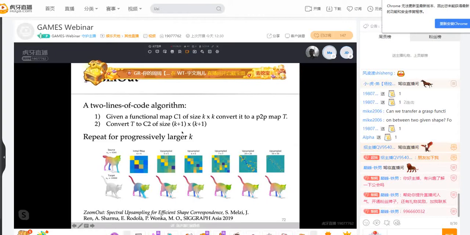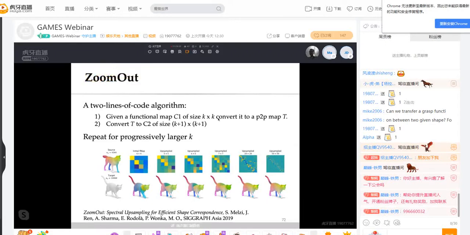So I suppose that I start with some functional map C1 and it's of size k by k. Okay, so this k can be quite low. Like, for example, in this example, it's 4 by 4. So it's really tiny functional map. Then we convert it to a point-to-point map T. To convert it to a point-to-point map, we just use the same conversion step.